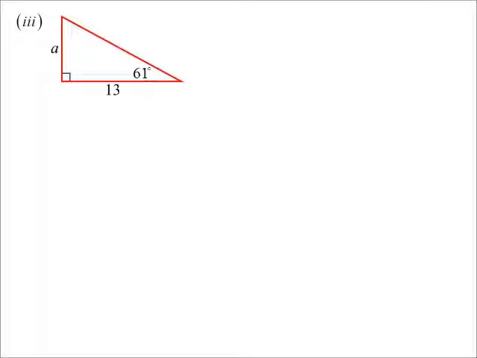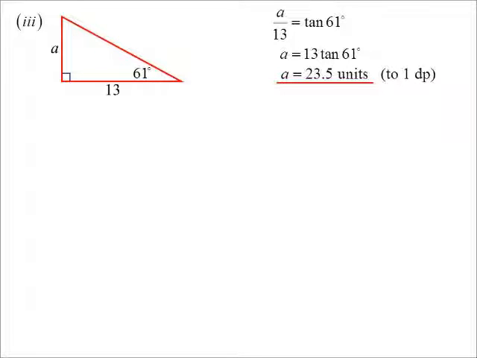All right, there's pretty much three basic right-angled triangle trig questions we could have. One is where we find the side, and the side is not the hypotenuse. So we set up our trig ratio based on the angle that we know. We have opposite and adjacent, so we'll use the tangent ratio, a over 13, multiplied by 13, punch some numbers on our calculator, making sure the calculator is set to degrees, and we get, to one decimal place, 23.5.